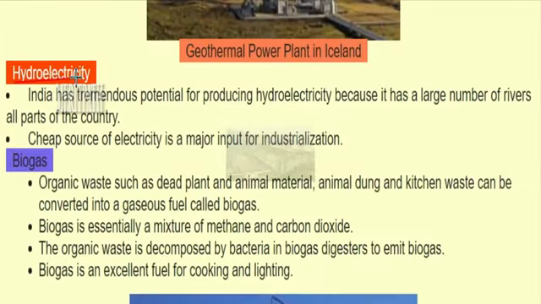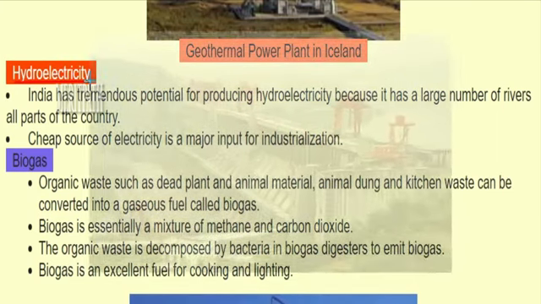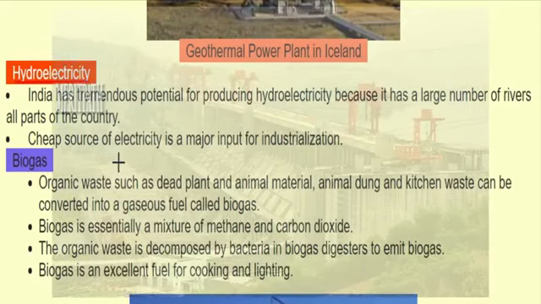Now let us study about hydroelectricity. What do you understand when I say hydroelectricity? Let us divide the word into 2 parts and understand what it means. Hydro means water. Electricity means power. The generation of power from water defines hydroelectricity. It is the cheapest source of electricity and is a major input for industrialization.